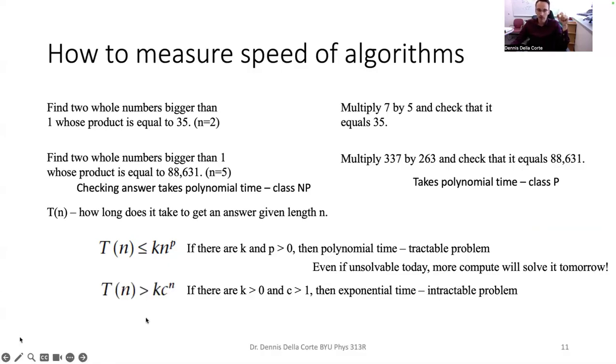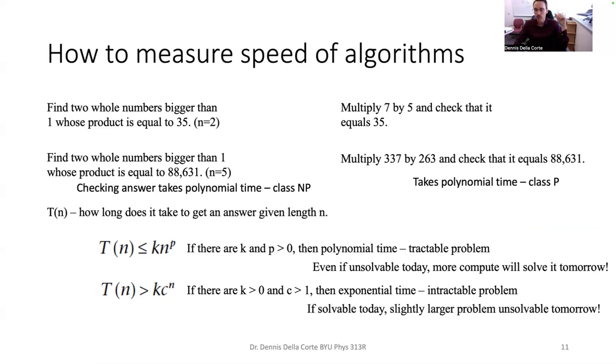On the other hand, if the time is greater than some value c to the power n, where it grows exponentially with the number of digits in our example, then we say, oh, this is exponential time, that's really hard, that's intractable. Even if for small n this problem is solvable today, making n a little bit bigger, it won't be solvable tomorrow. So we really like to stay away from those problems. They're very hard for classical computers.